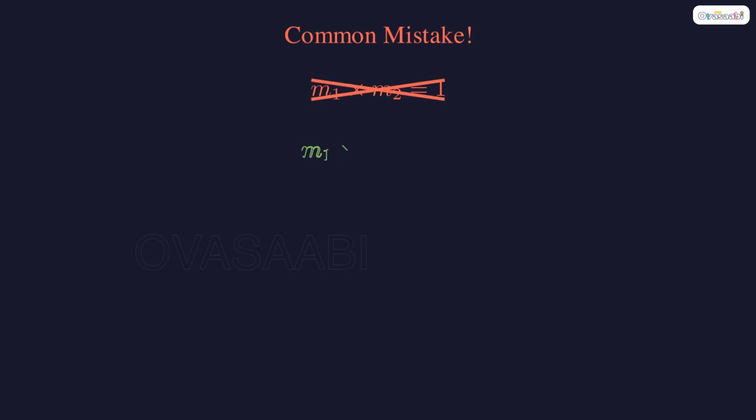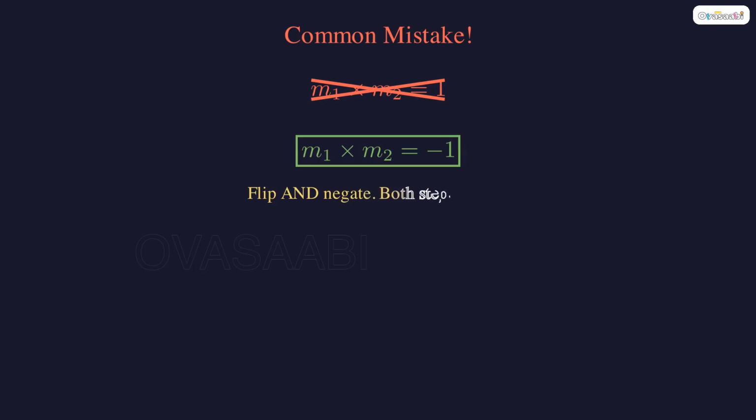Common mistake. Students forget the negative sign. The product must be -1, not +1. Also remember, flip the fraction and change the sign. Both steps matter.